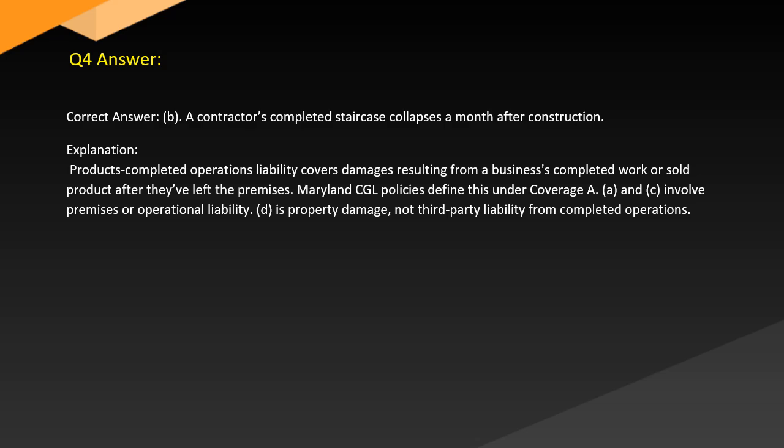Answer. Correct answer B. A contractor's completed staircase collapses a month after construction. Explanation. Products-completed operations liability covers damages resulting from a business's completed work or sold product after they've left the premises. Maryland CGL policies define this under coverage. A and C involve premises or operational liability. D is property damage, not third-party liability from completed operations.